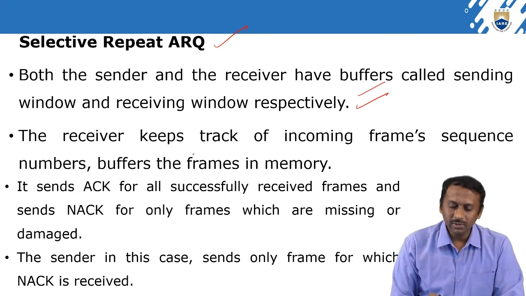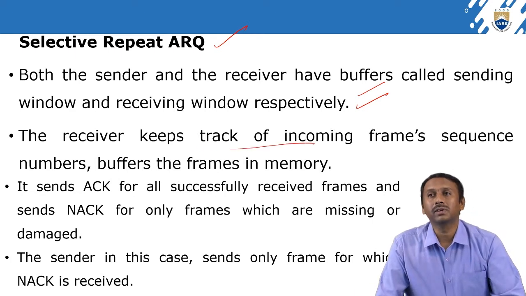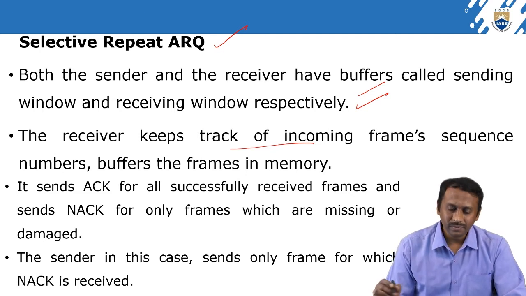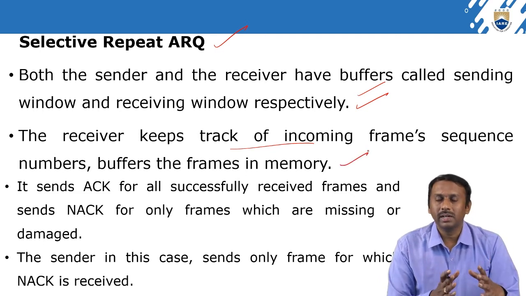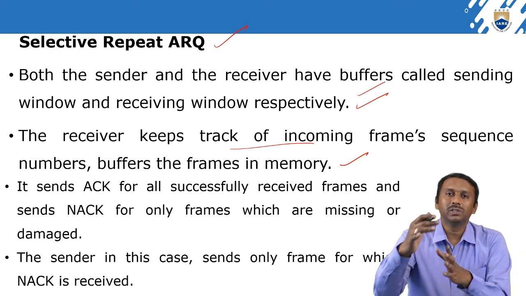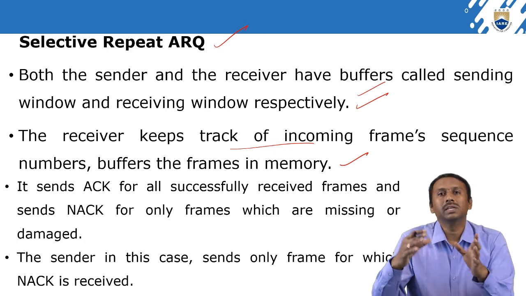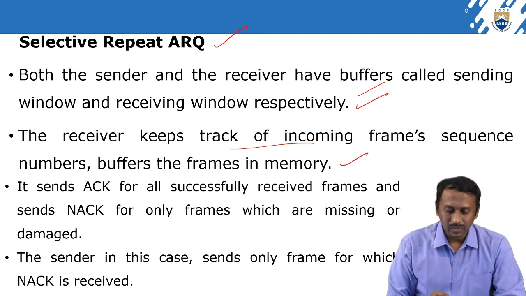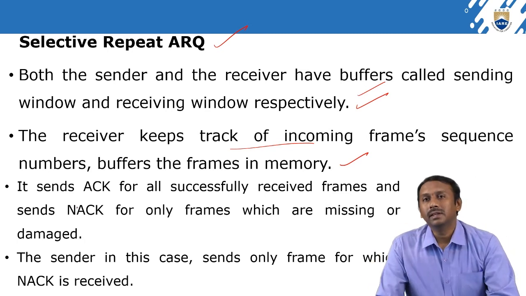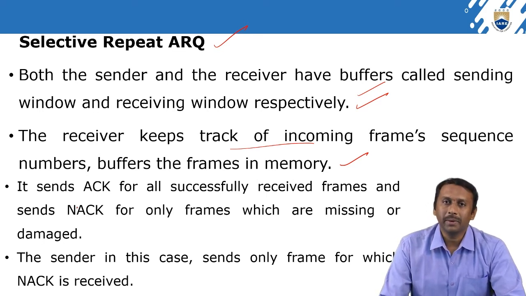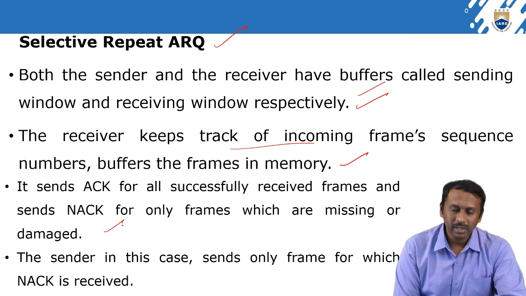The receiver keeps track of incoming frame sequence numbers and buffers the frames in memory, while the sender just stores frames in the sending window. After receiving, the receiver also stores the sequence numbers in memory. It sends acknowledgement for all successfully received frames and sends negative acknowledgement only for the frames which are missing or damaged.